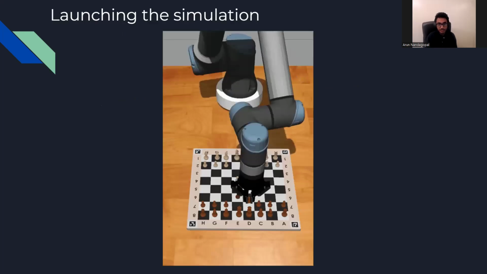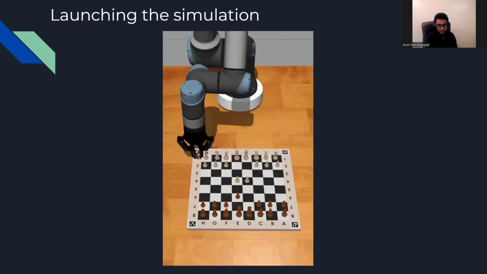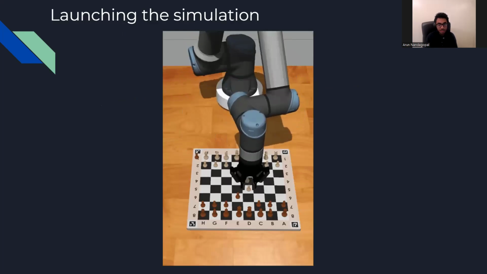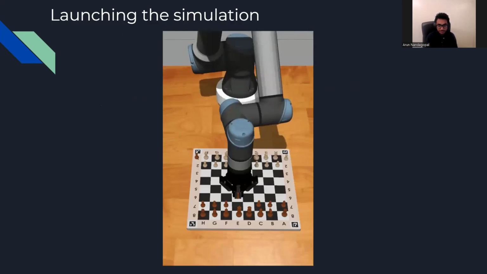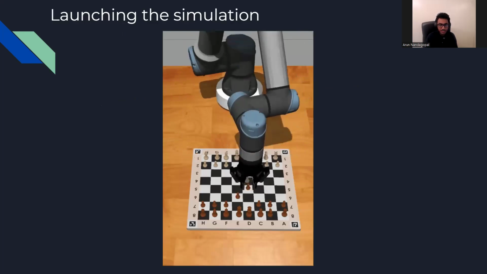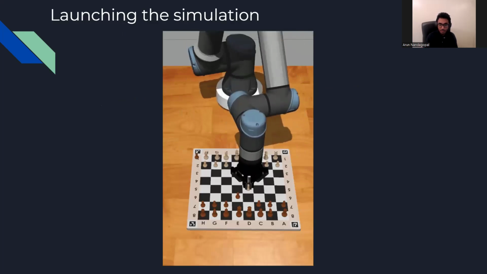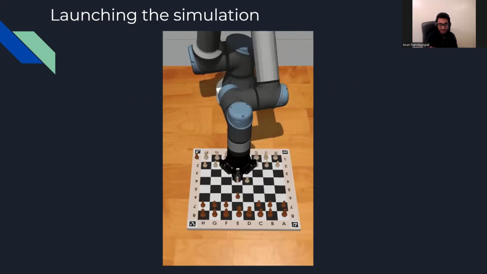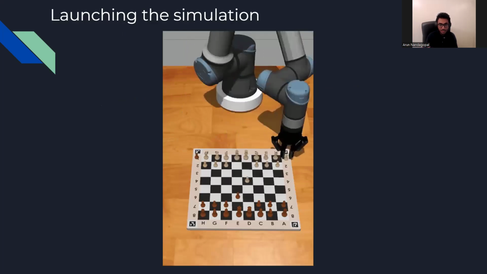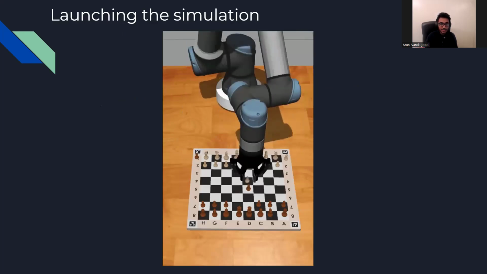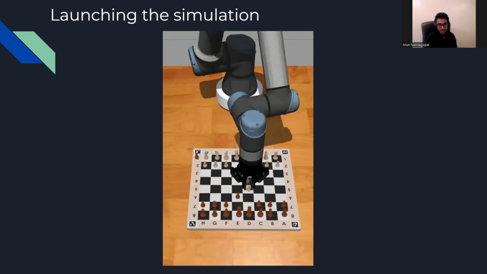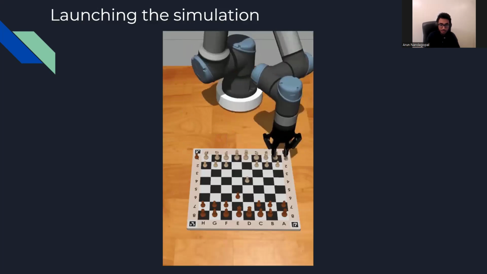And this is the simulation at the end, where the robot is just playing like a normal person would, and it's able to understand that this is a capture, and so you need to take the black piece which is in its way, keep it outside, and then move it. And it does it in such a way that it keeps these captured pieces in a respective place so that it can retrieve them even later. So this is the end of the simulation part of it.